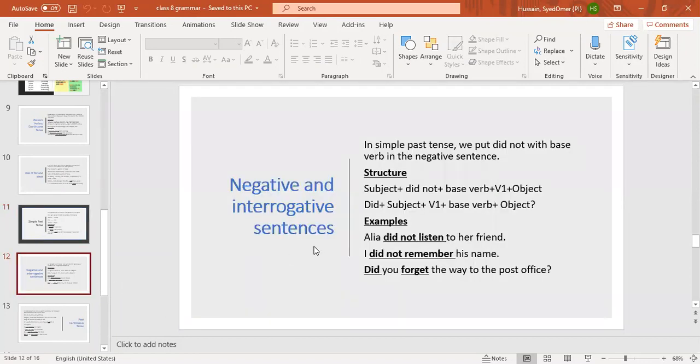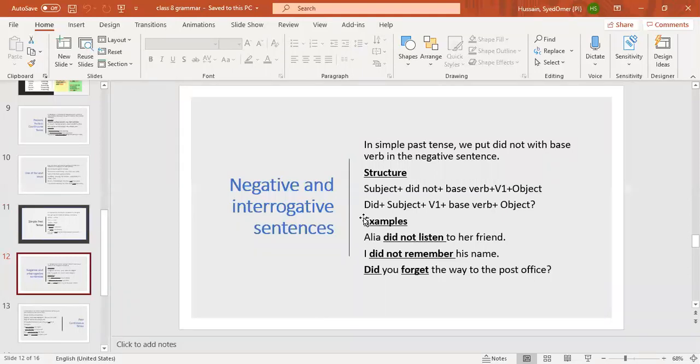Like in simple present tense, we put the helping verb do not or does not. In simple past tense, we put the helping verb did not. And please don't make a mistake in this thing, that in simple past tense we put did not with base verb. Base verb means first form of verb, because two past forms cannot come together in one sentence.